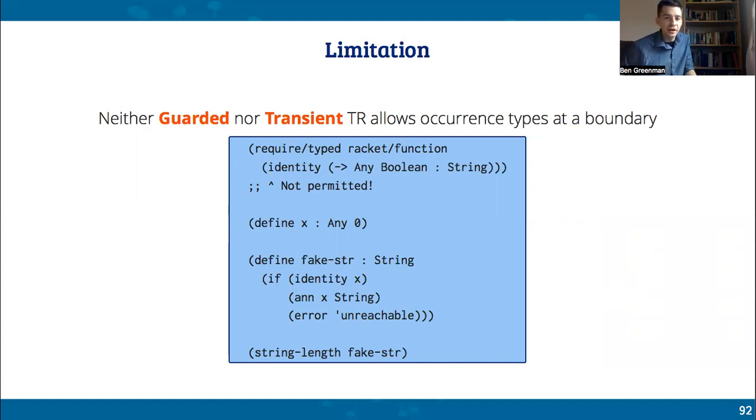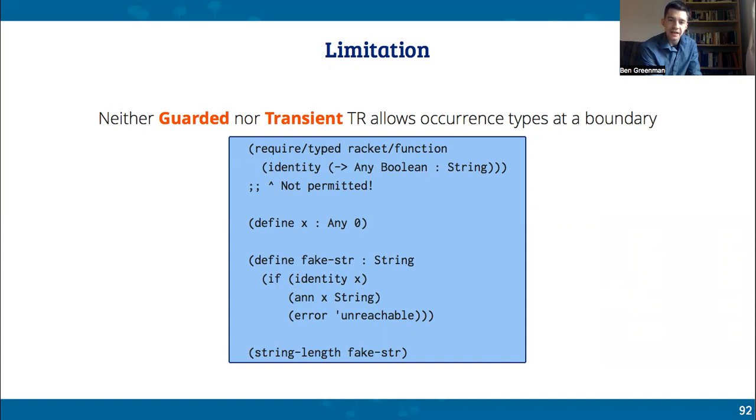Line 1 says require from the library racket/function, require the identity function. So the behavior of this identity is it takes in one value and returns the same value. But we give it this funny type. We say identity takes in anything. It always returns a Boolean, and it takes in any, returns a Boolean, and it has this occurrence type string.